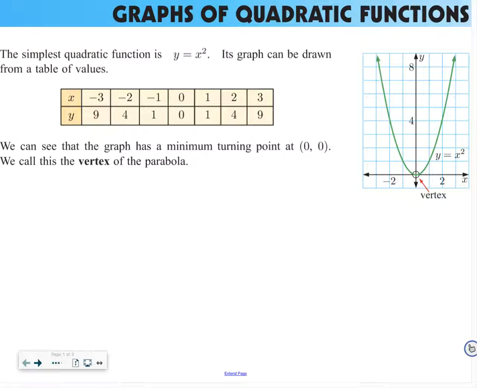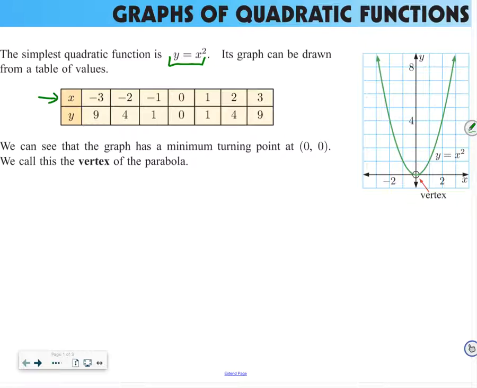All right, mathletes, here we are looking at graphs of quadratic functions. So the simplest quadratic function is our y equals x squared. We want to look at the graph. One way of doing it is substituting in values of x, finding the y values.